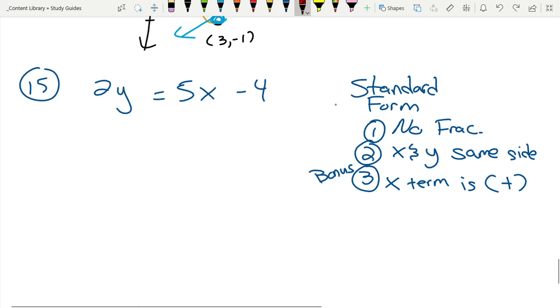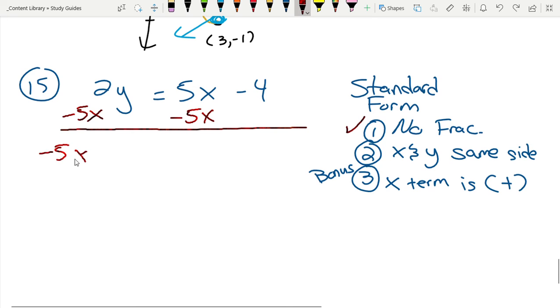So let's deal with number 1, no fractions. Check. Done. 2, x and y, same side. That's not done. They're on opposite sides. So I want to get rid of the x's on the right, because that's going to move them over to the left. So now I have -5x plus 2y equals -4. That gets you full credit. You will get all of your credit for this on the test Friday.